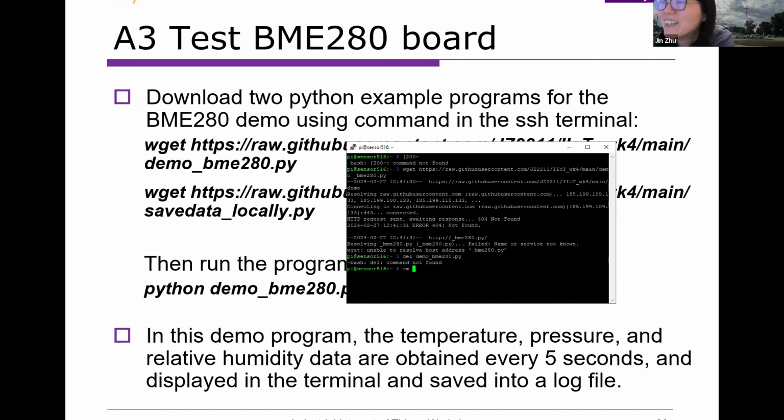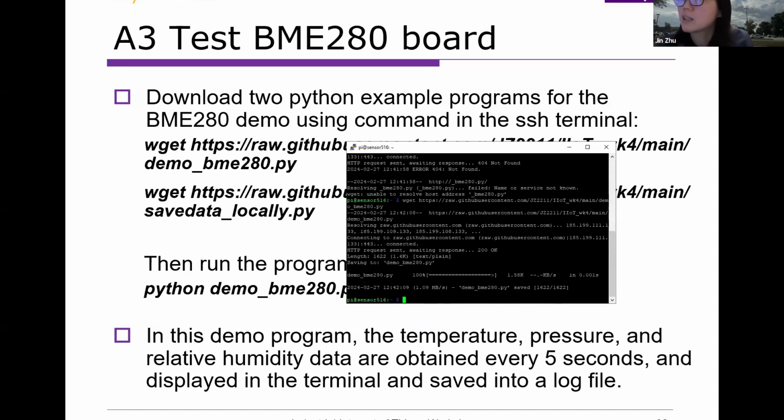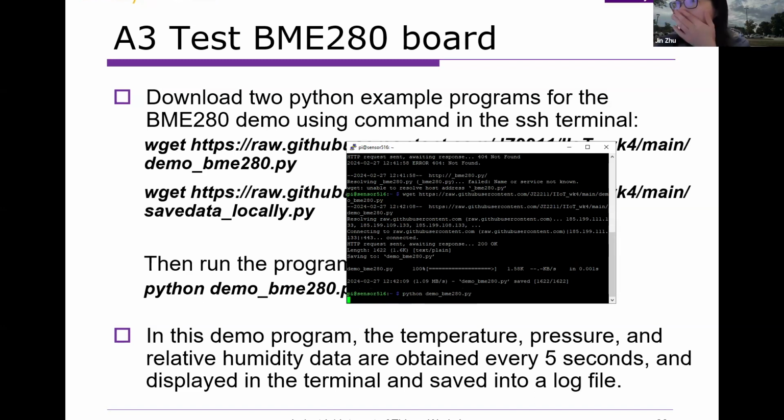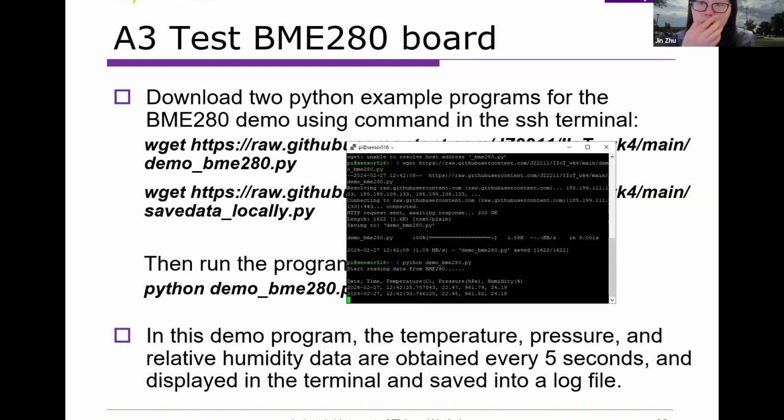Oh, I am sorry, that's a Windows command. If I remove the file and then try to get it again, what happens? Oh, okay, here's an unwanted space. So you can see it saved the file, and I can just run the command, and the system should run this demo code, and then it will acquire the temperature, pressure, and humidity signal from the BME280 sensor directly.